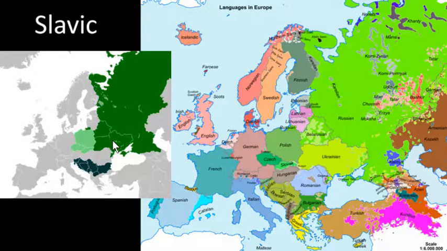So let's go through each of these country by country. Let's start off with the Western Slavs. So we have the Czech and Slovak. The Czech Republic will soon be called Czechia if it hasn't already. And then the Slovak Republic is now called Slovakia. It used to be one country called Czechoslovakia.